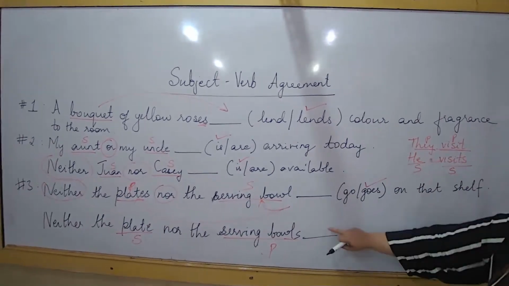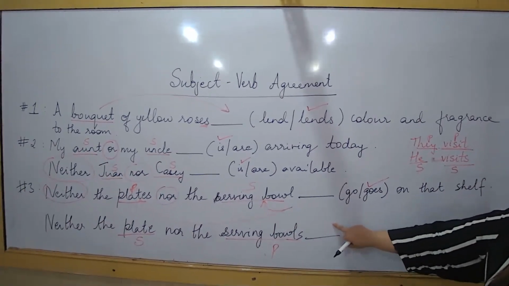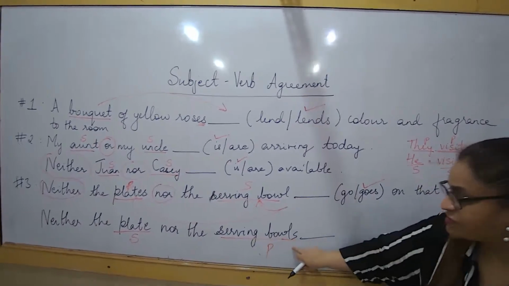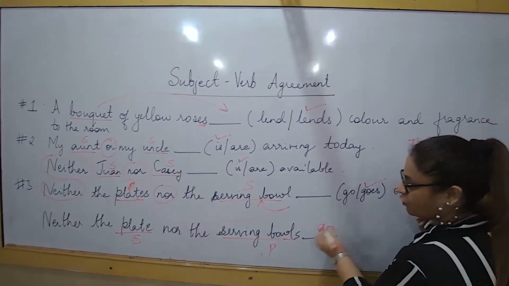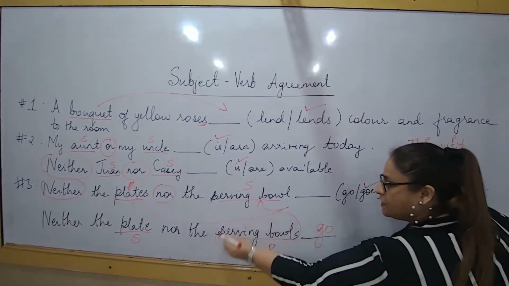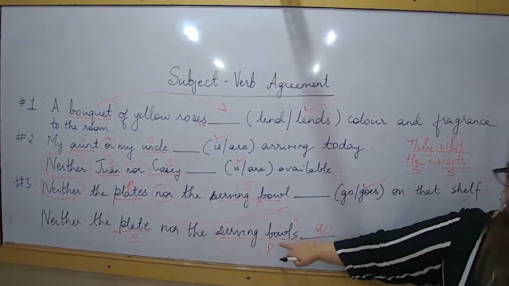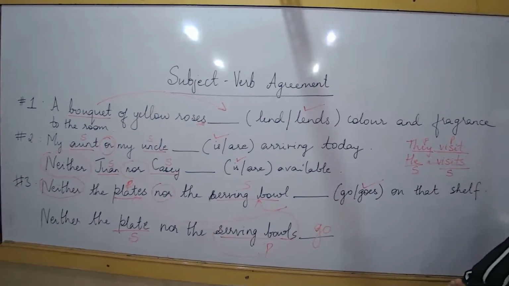So what verb will you write here? The serving bowls go. The serving bowls go. You will take the verb for the noun which is nearest.